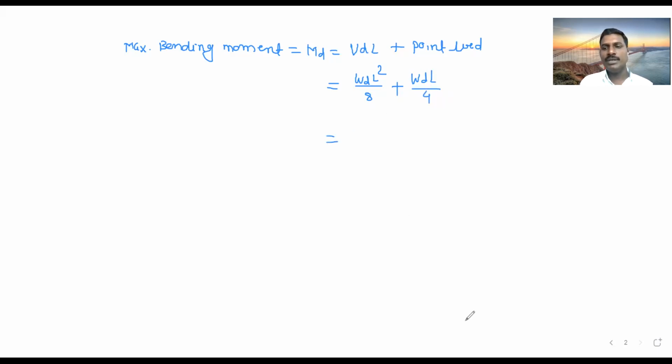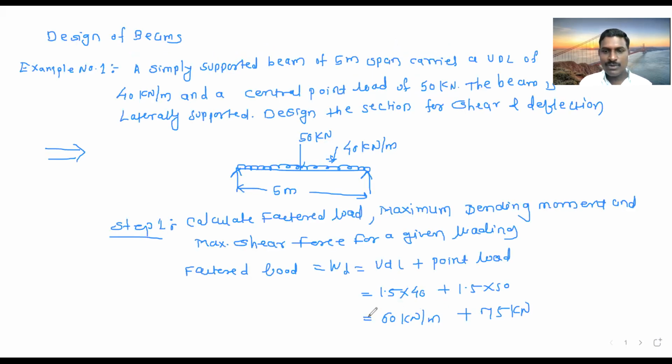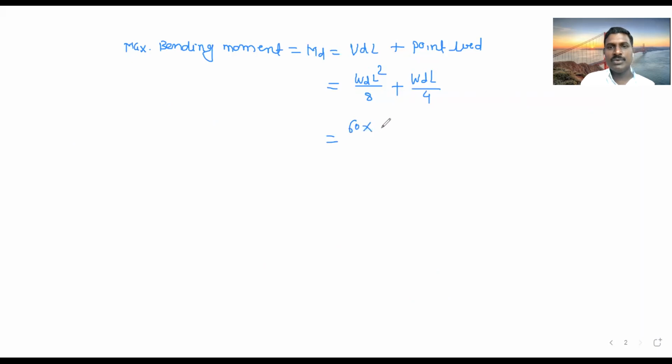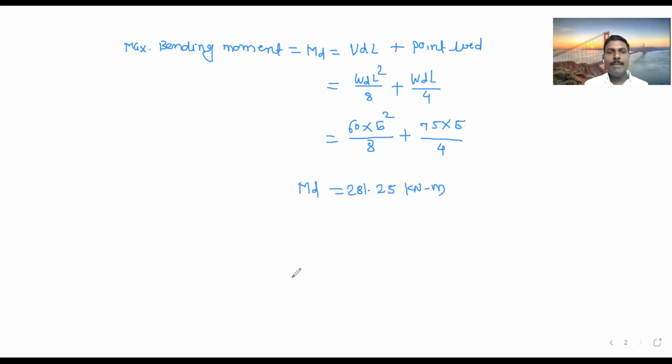Now put in the values of WD that we have calculated. How much is WD for UDL? 60. And WD for point load? 75. So here 60 into L, which is 5 meter, divided by 8, plus WD for point load, 75 into L, 5 meter, divided by 4. Add this, and it will be in kilonewton meter. So the maximum bending moment will be the addition of these. How much? 281.25 kilonewton meter is the maximum bending moment.